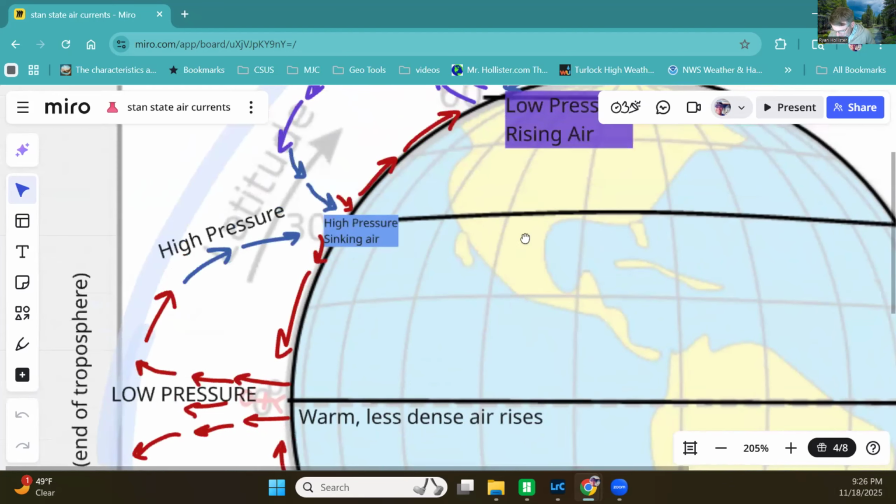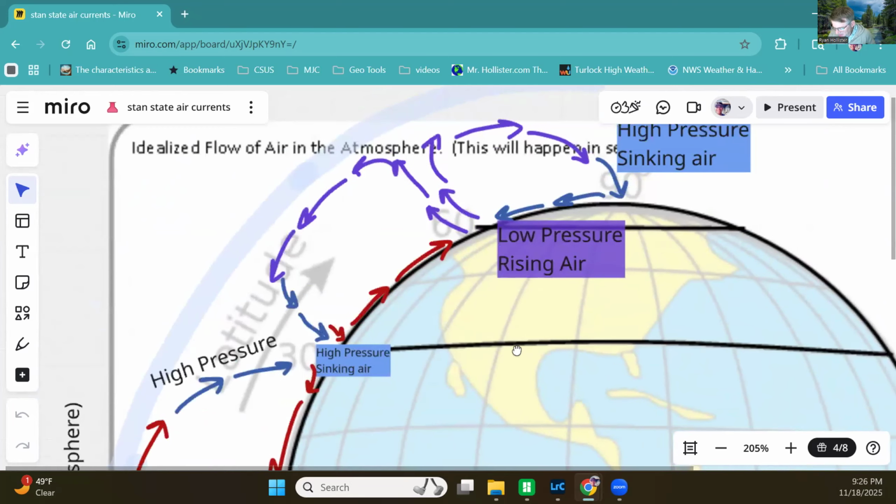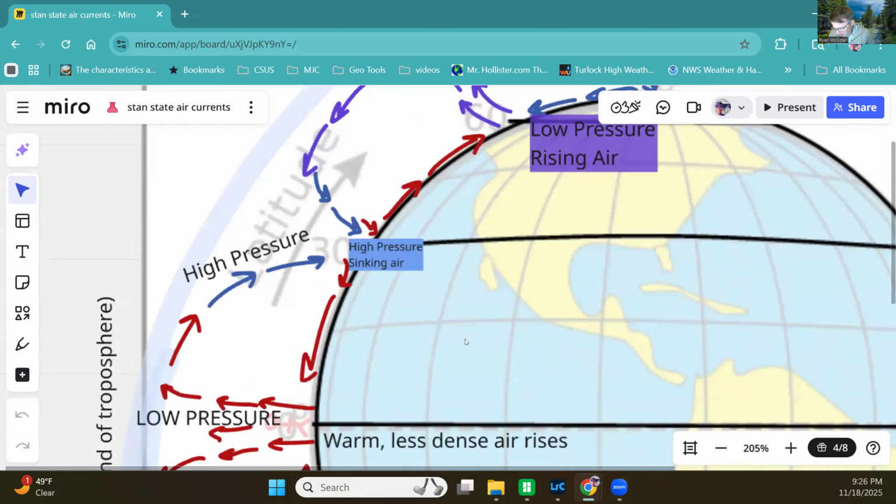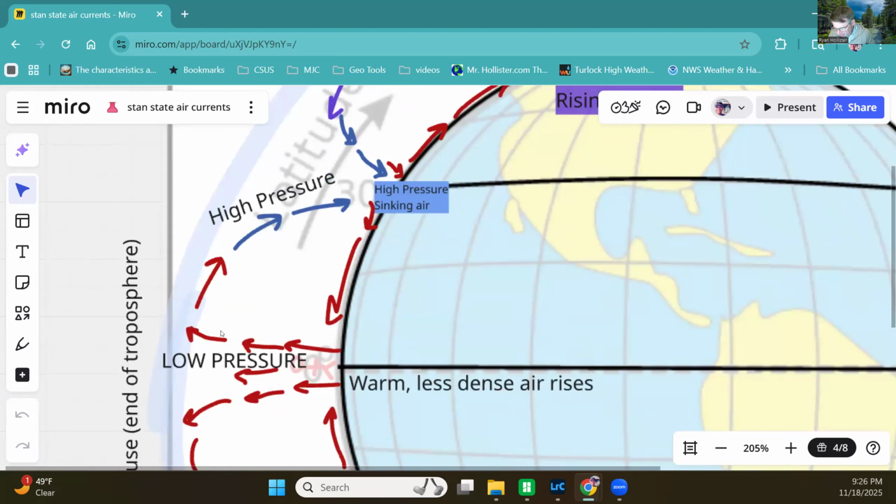But we ended up with kind of these cells going up and off of the surface of the Earth. We had the rising stuff near the equator. It would come up, basically hit the troposphere.